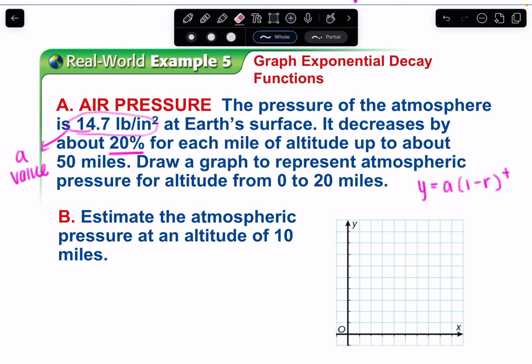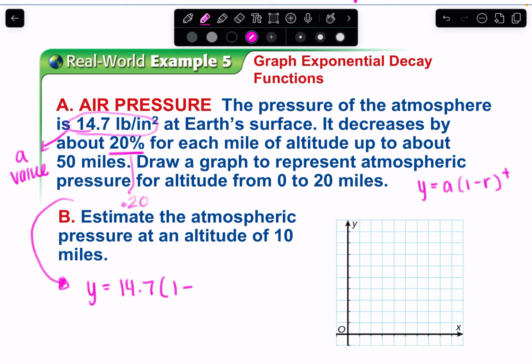So plugging into your actual formula for part A, your A value is just 14.7. Then I have 1 minus. So again, if it's a percent, I'm changing to a decimal. So this would be 0.20, and then to the exponent of t. I would go ahead and simplify what is in your parentheses. So changing your 1 minus 0.2 to 0.8 to the t value. So this is really the equation that you're using and plugging into.